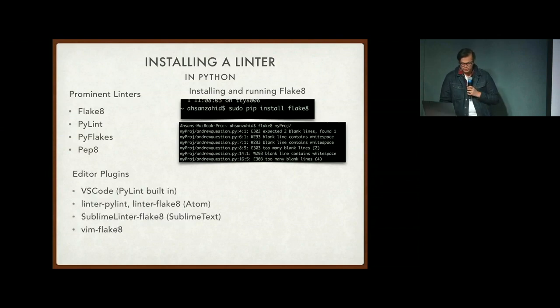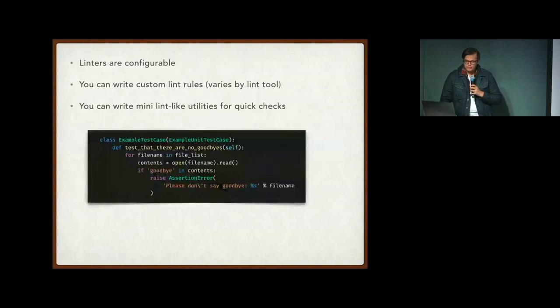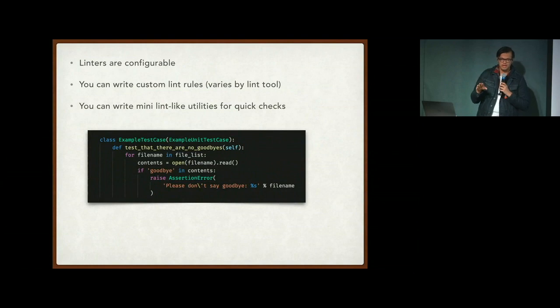Several editors have prominent plugins for it. VS Code has Pylint built in. There's linter Pylint for Atom. There's one for Vim, Sublime. Basically anything that you might use, there's probably a linter for it. Last couple things, linters are configurable. So there's usually a default set of rules. In Python, there are style guides like pep8, so a lot of those are used. You can write custom lint rules as well.